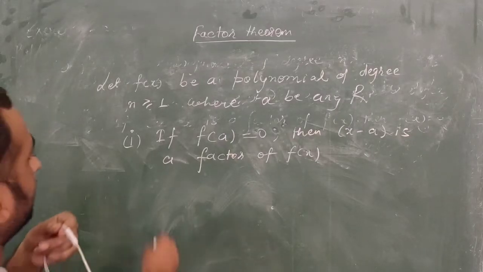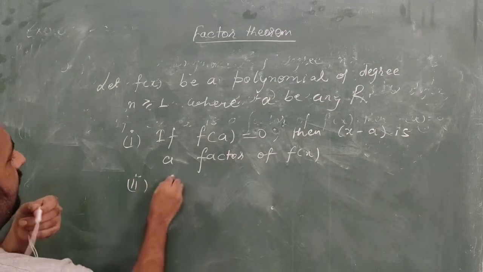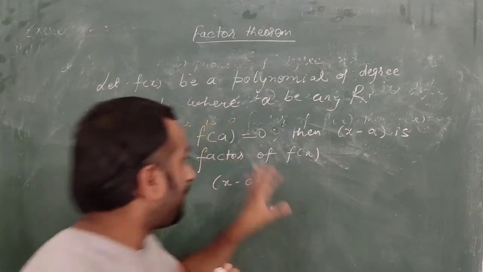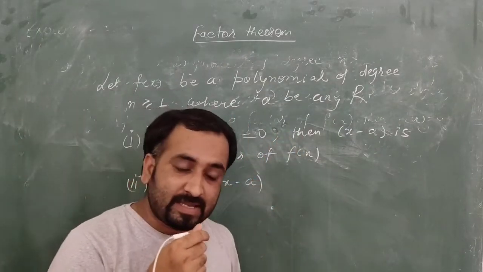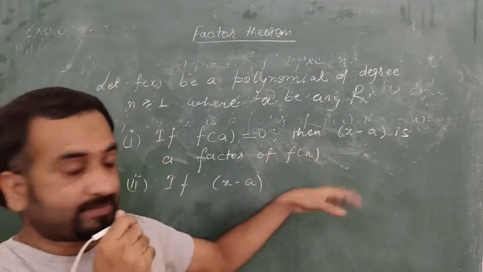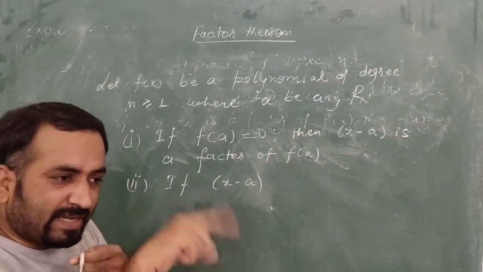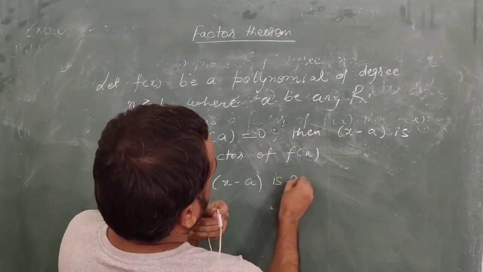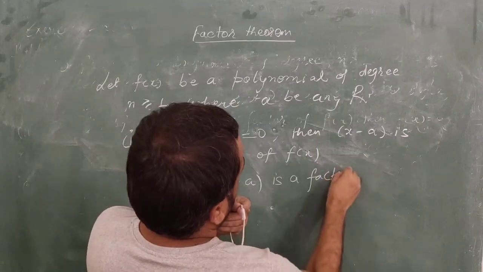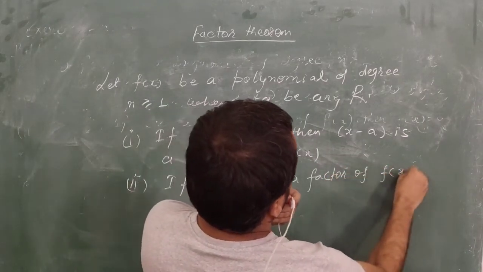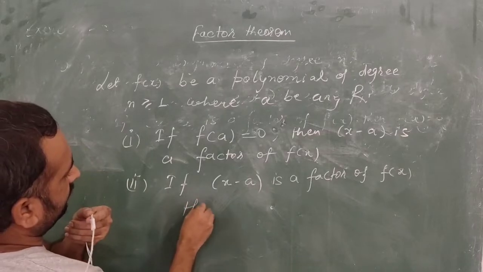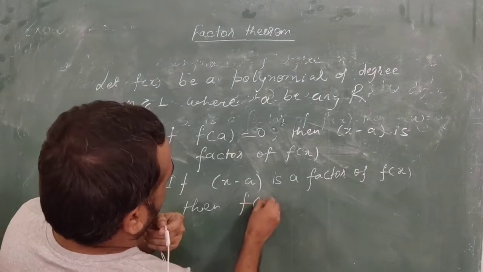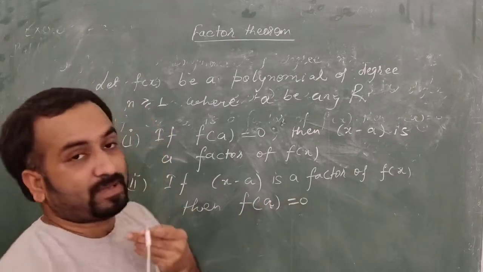And second is, if x minus a is given, if f(a) is equal to 0, that means x minus a is 100% a factor of f(x). And this is just like a converse. If x minus a is a factor of f(x), then what will happen? Then f(a) is equal to 0. This is the final statement.